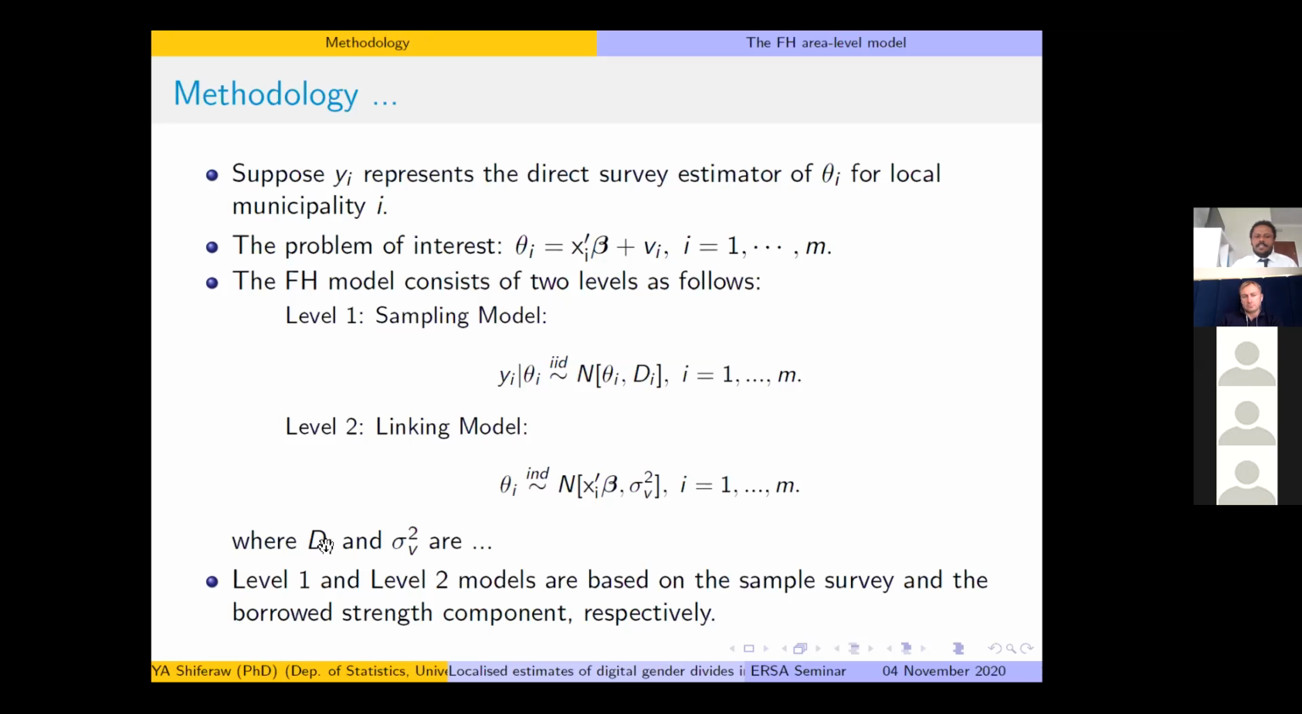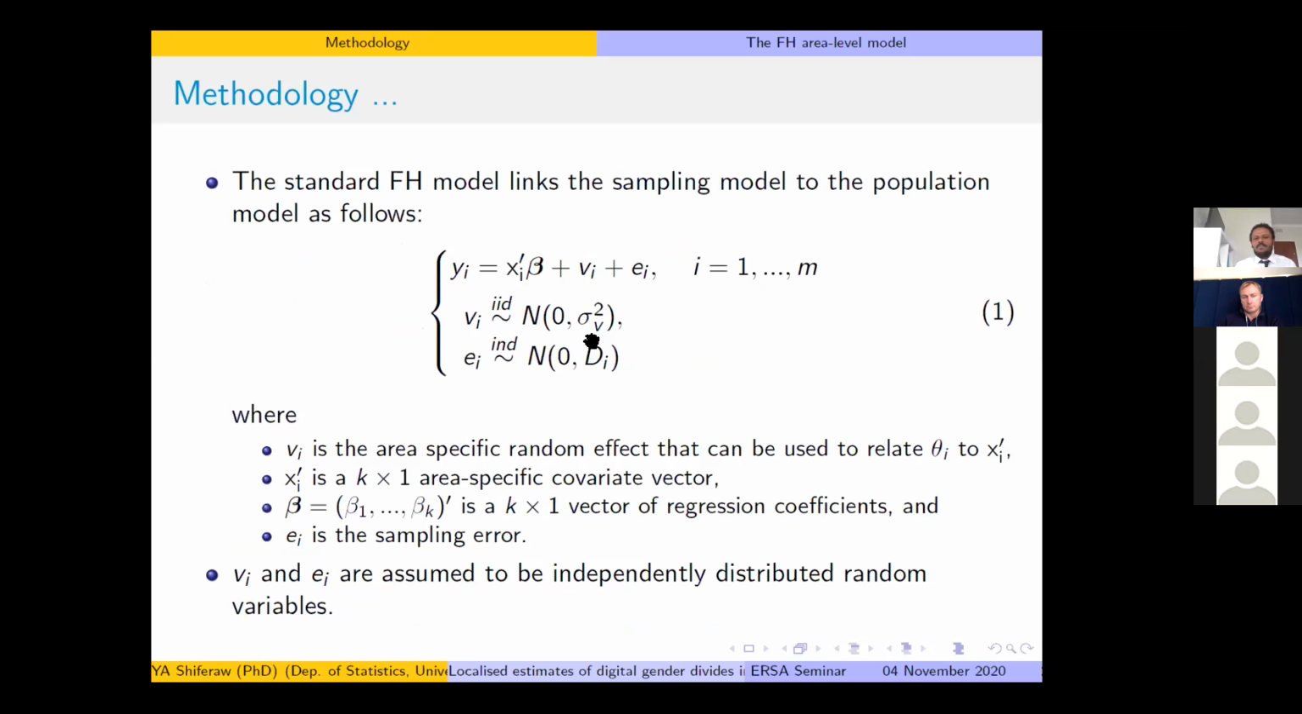So we have di, which is the variance of the direct estimator. What is a direct estimator? The direct estimator is an estimator that we can obtain from the household survey. And sigma square v is the variance of vi. vi is, as I said, the random effect or the random component part here. So level 1 and level 2 models are based on the sample survey and the borrowed strength component. So you can combine both models in this way. This is a very simplified linear mixed model: Y is equal to xi beta plus vi plus ei.